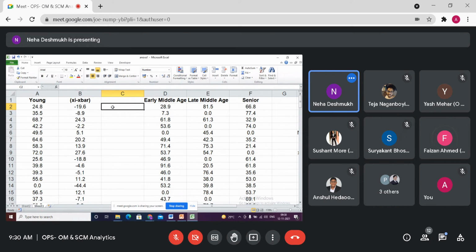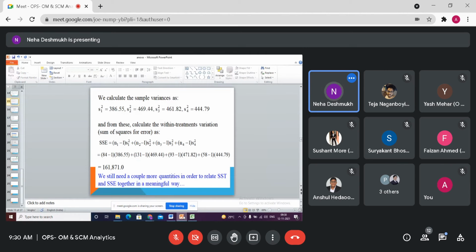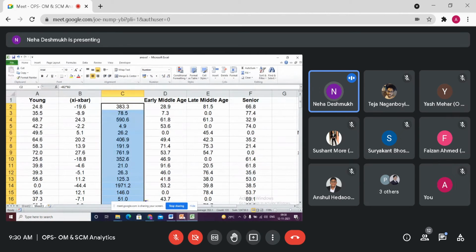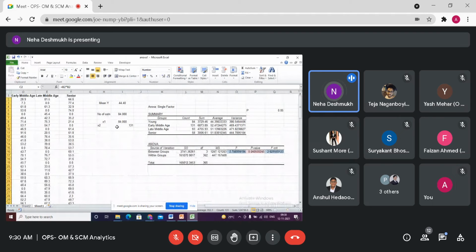Yes, ma'am. Right now, to calculate the square of this, what to do? Multiply this by this, the same value. Just double click on this. Now what is our formula? Summation of (xi minus x bar) whole square upon n minus 1. The total number of n here is 84.